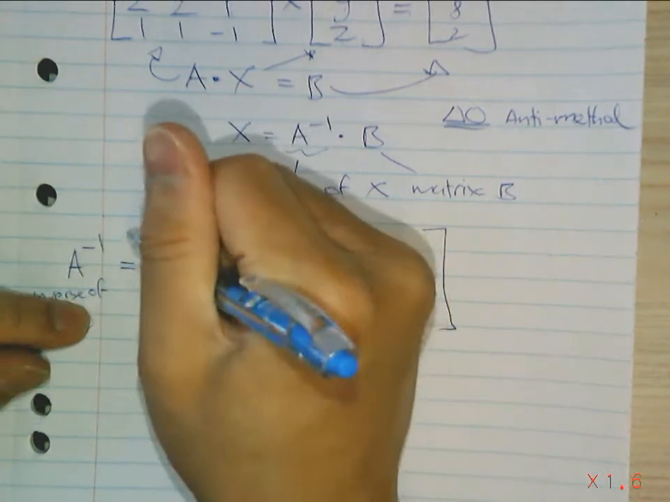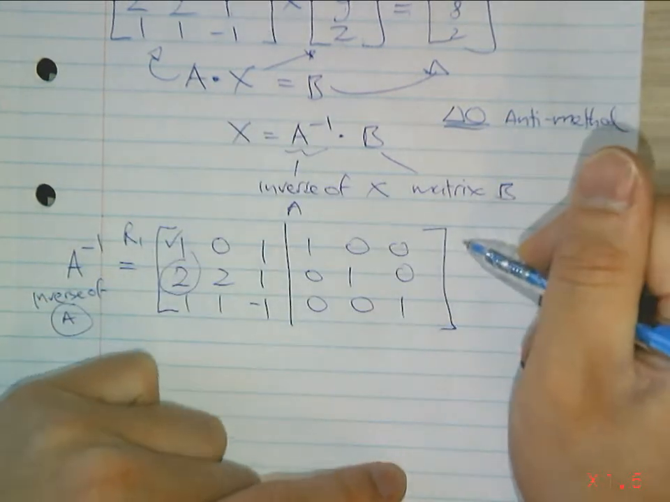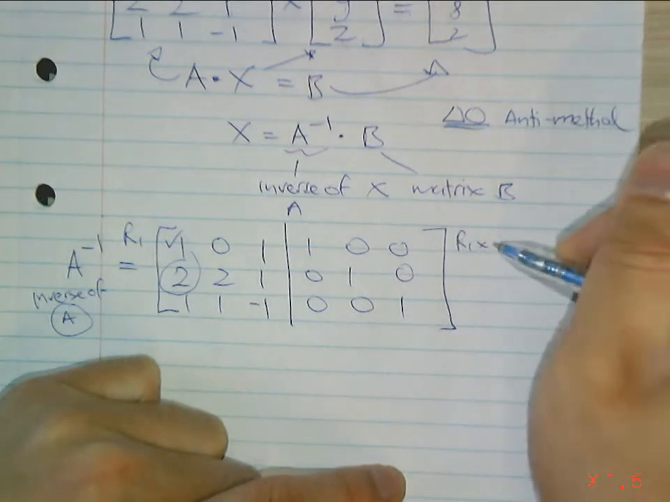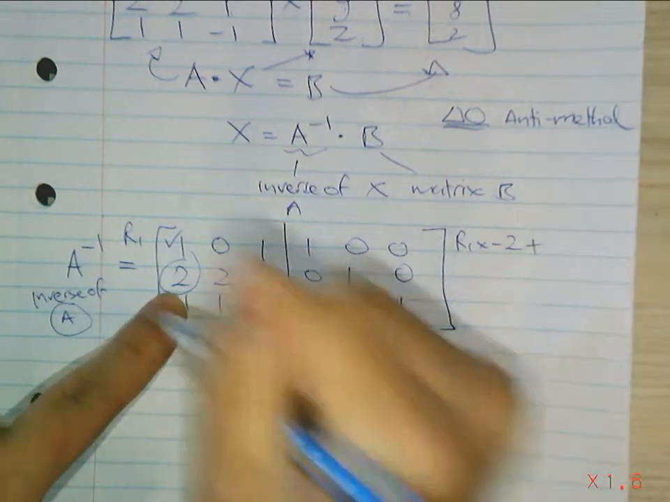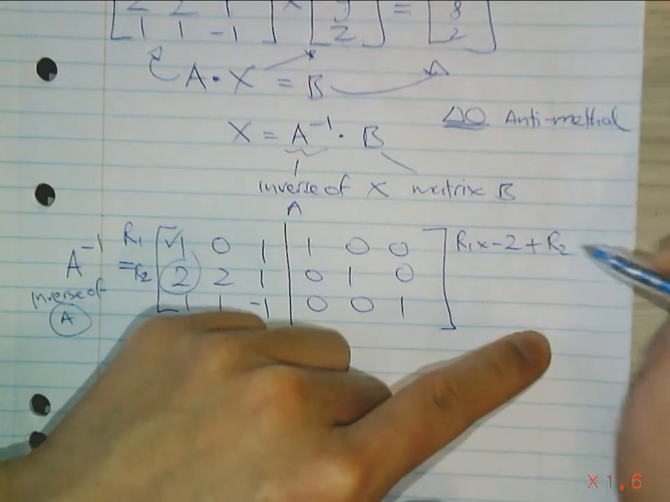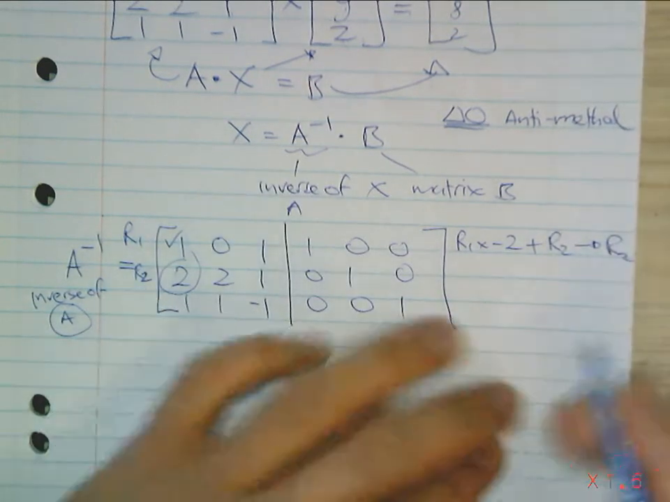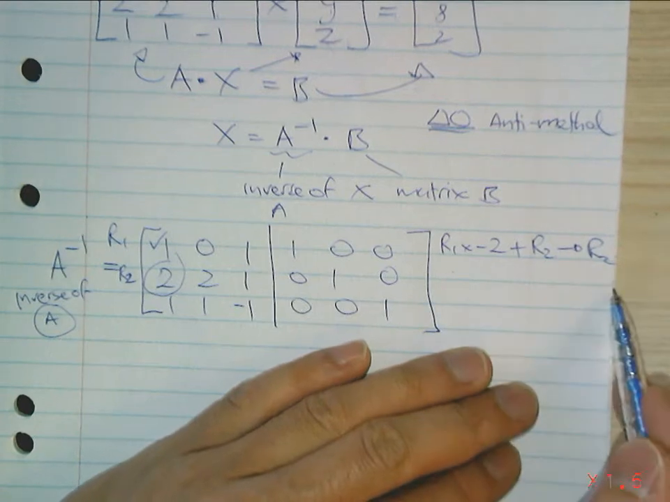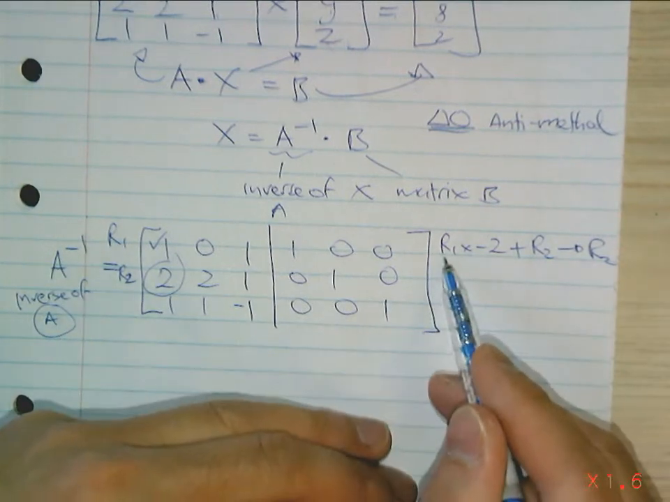This 1 is in row 1. So I'm going to go row 1 multiplied by negative 2, and then I'm going to add it to this 2, which is in row 2. Plus row 2 is the new row 2. So I'm going to do all the workings, but I'm going to try to squeeze it in here as best as I can. Every element in row 1 multiplied by negative 2.